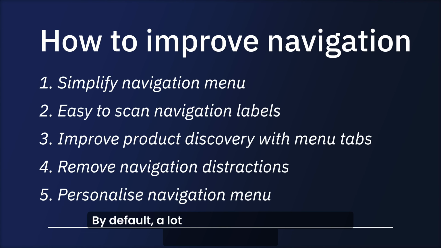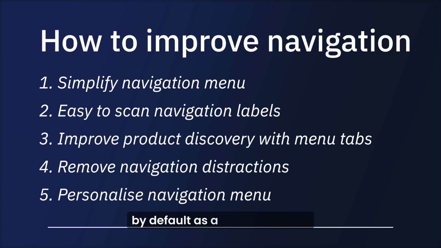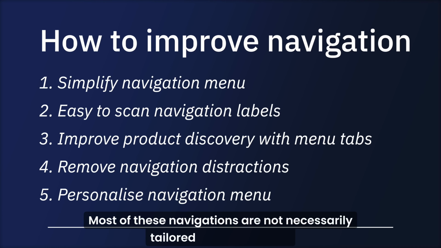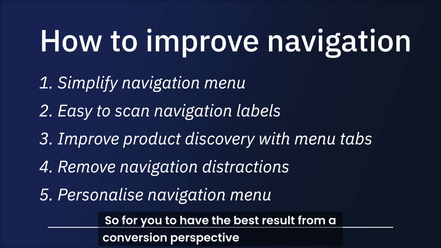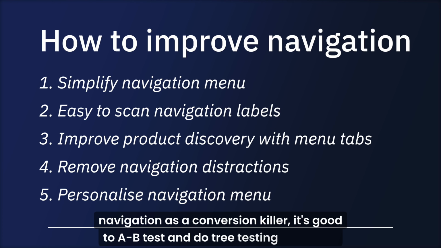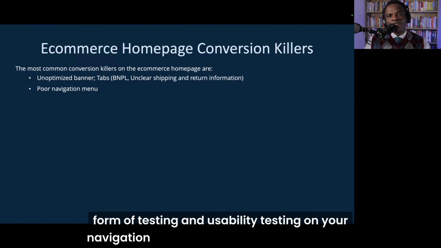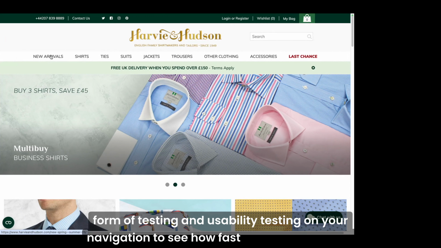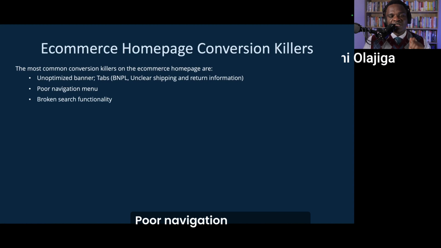So, the solution for poor navigation is to make sure that your UX team has optimized your navigation. A lot of Shopify e-commerce navigation comes as a default setting. Most of these navigations are not necessarily tailored to your website. So for you to have the best result from a conversion perspective and reduce your navigation as a conversion killer, it's good to A/B test and do tree testing and other forms of testing and usability testing on your navigation to see how fast people can use the navigation to get to their destination. Poor navigation is a problem.